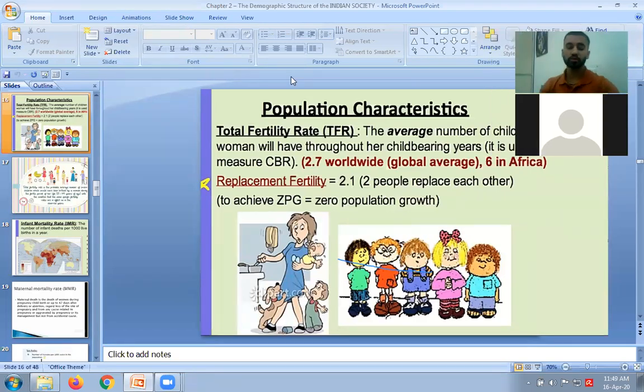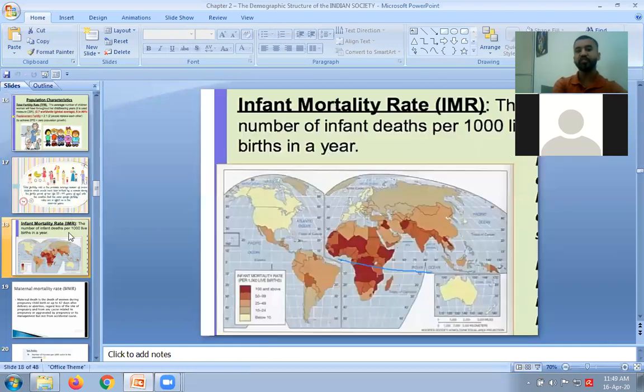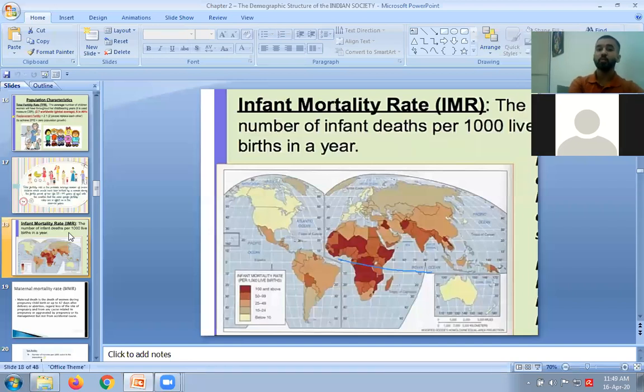I'm sure now you have understood what is birth rate, what is death rate, what is fertility rate, and also what is total fertility rate, right? So we're gonna shift to the fifth concept. Now we're gonna understand infant mortality rate. Remember that mortality is related to death. So when we say infant mortality rate, it's IMR. We're gonna understand the number of infant deaths per 1,000 live births in a year. So if 1,000 births have taken place, how many of those children have died? We're going to understand that in infant mortality rate. And this is what infant mortality rate is all about.